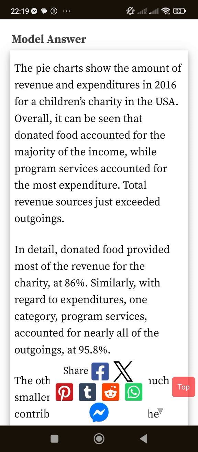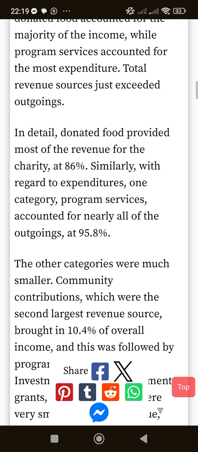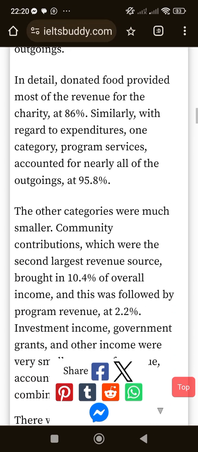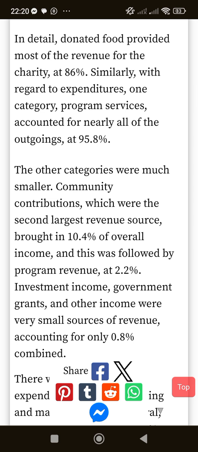Overall, it can be seen that donated food accounted for the majority of the income, while program services accounted for the most expenditure. Total revenue sources just exceeded outgoings. So, which is a very positive point, I should say. Now, moving on, then we are going to talk about some other things as well in detail.